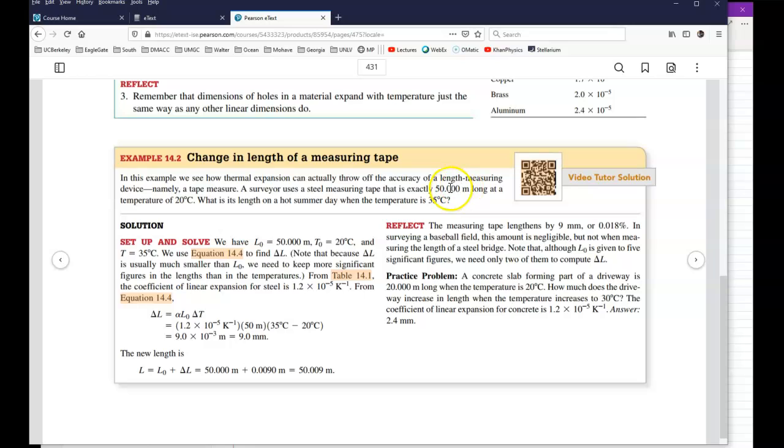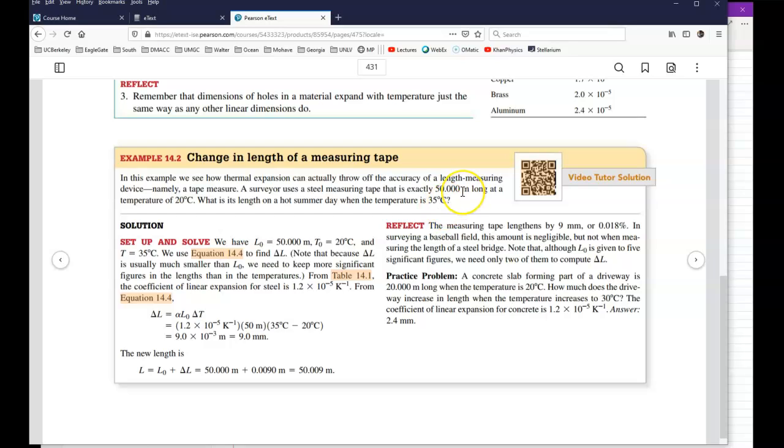Look at the significant figures. Those are just significant figures, 000. So he said 50.000 meter long at a temperature of 20 degrees Celsius. Okay, so you have a surveyor. He's using a steel measuring tape, and the measuring tape measures up to 50 meter long things. Now he's asking, what is the length on a hot summer day when the temperature is 35 degrees?